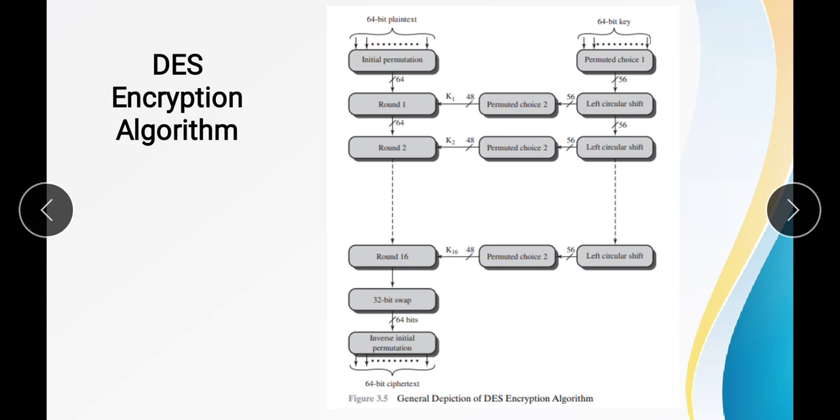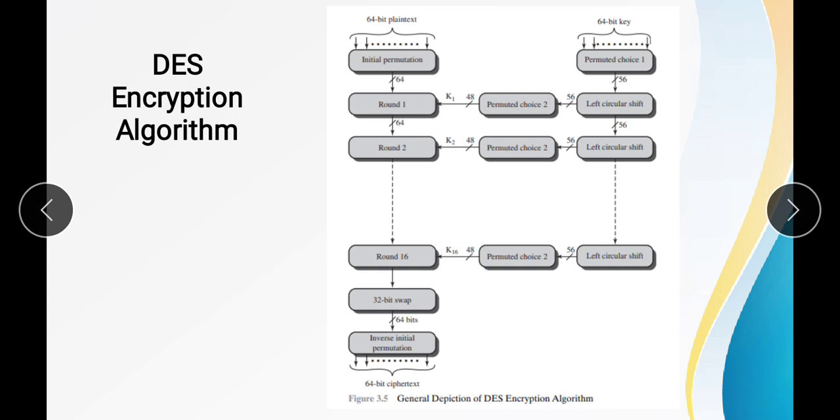For that we will apply the 64-bit key to the permuted choice 1 operation. It provides us a 56-bit key. Now we'll apply the circular left shift on that key. After that we'll perform the permuted choice 2 operation. Here the input will be 56 bits and the output will be 48 bits. So the first key, that is sub key 1, will be of 48 bits. For each round we need a key, and the size of each sub key will be 48 bits.